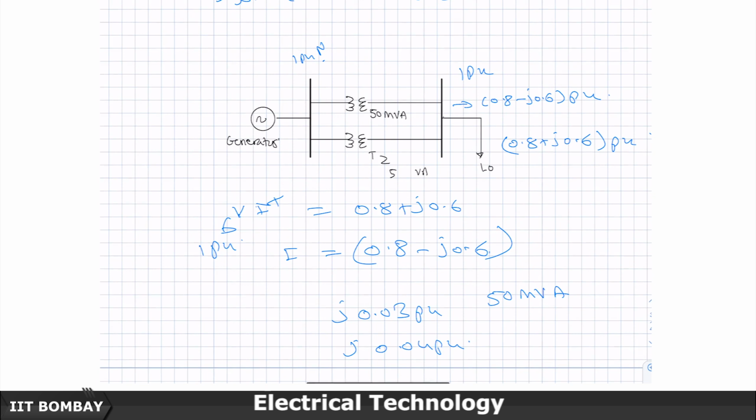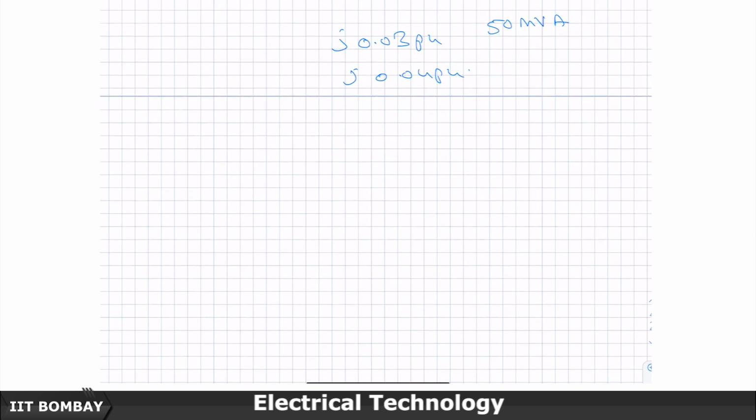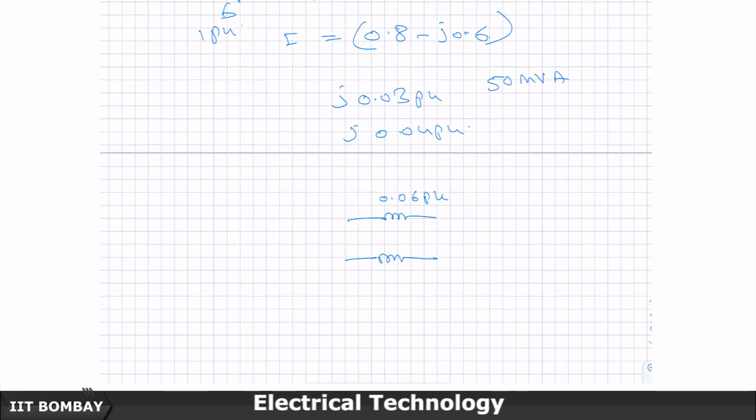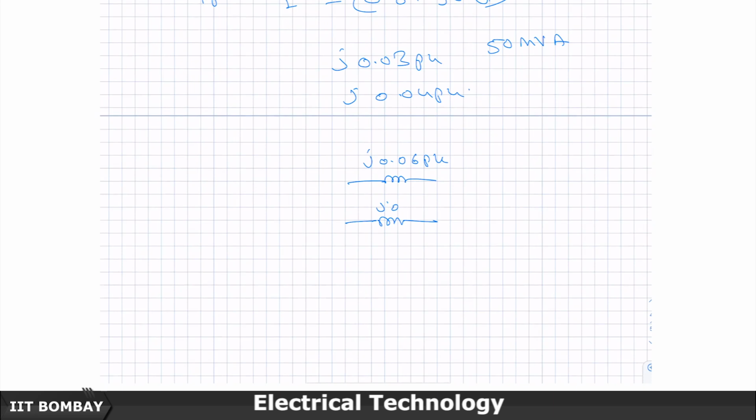So, if I refer the same circuit to the 100 MVA base, I will write this now. I will show that 0.03 will double and become 0.06, and 0.04 will double and become 0.08. This voltage here is 1 per unit, angle 0. This current which is coming out is 0.8 minus j0.6 per unit.